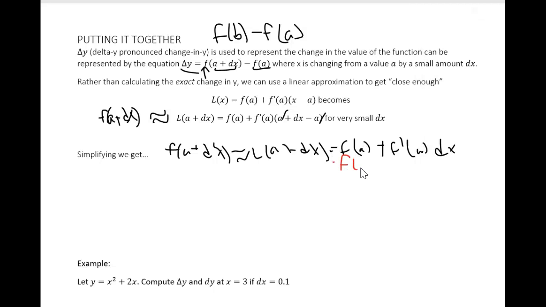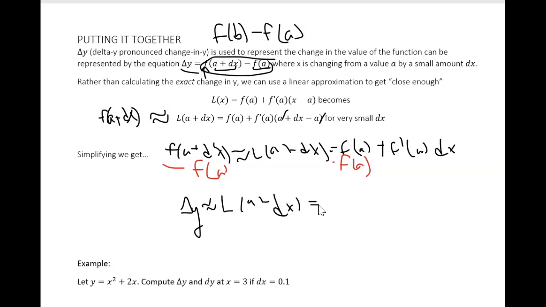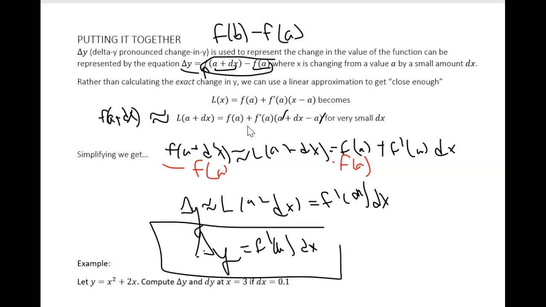And then we're going to do some sneaky algebra here with some manipulation. We're going to subtract this f of a to the other side. And so what that leaves us with is f of a plus dx minus f of a, which is what we have up here. So we can basically say that delta y is approximately equal to the linear approximation, which is f prime of a dx. And so we're going to conclude that delta y is approximately f prime of a dx, and this is going to be our formula for differentials. And up here, this was just the explanation of where that formula comes from.